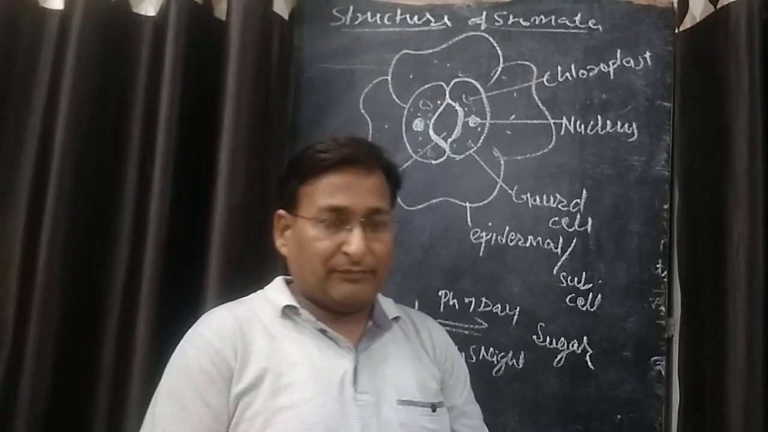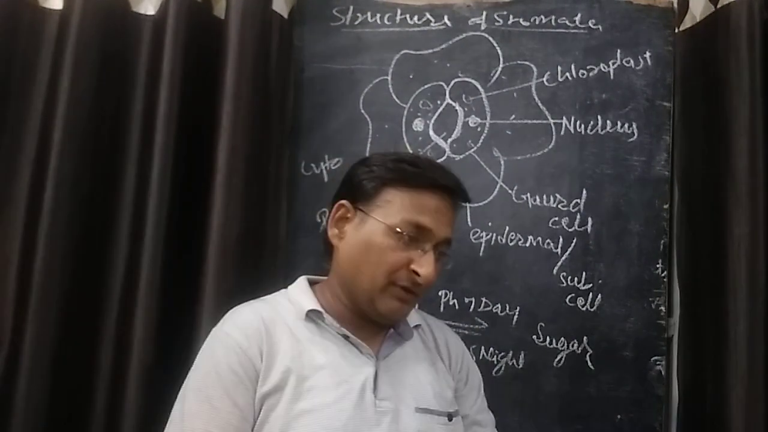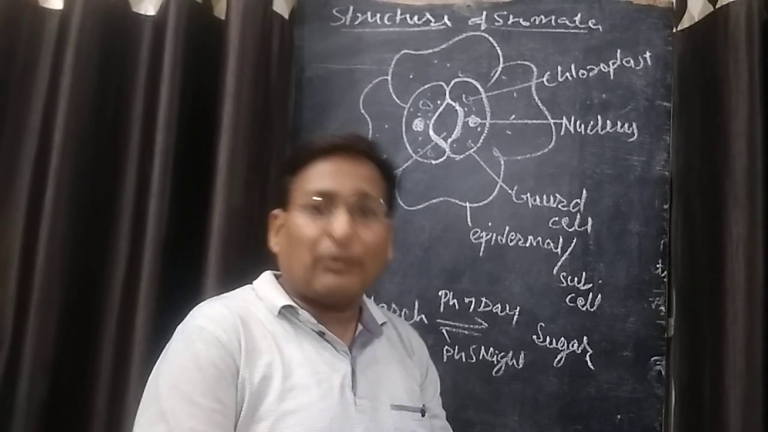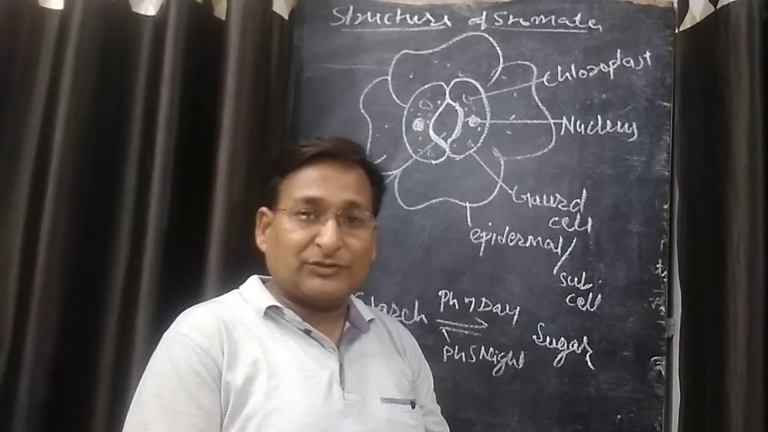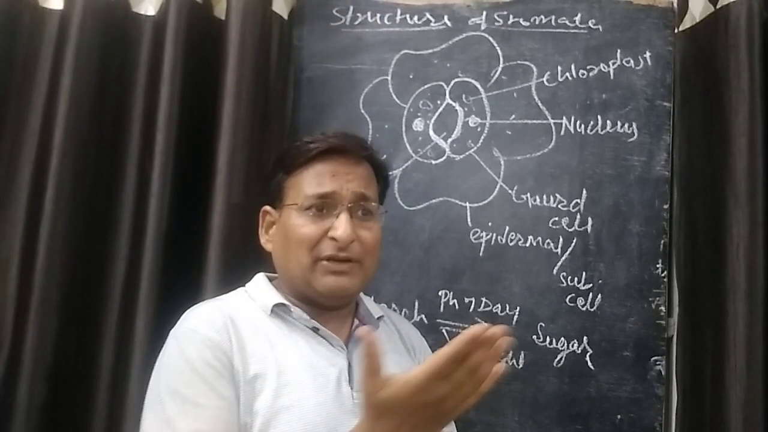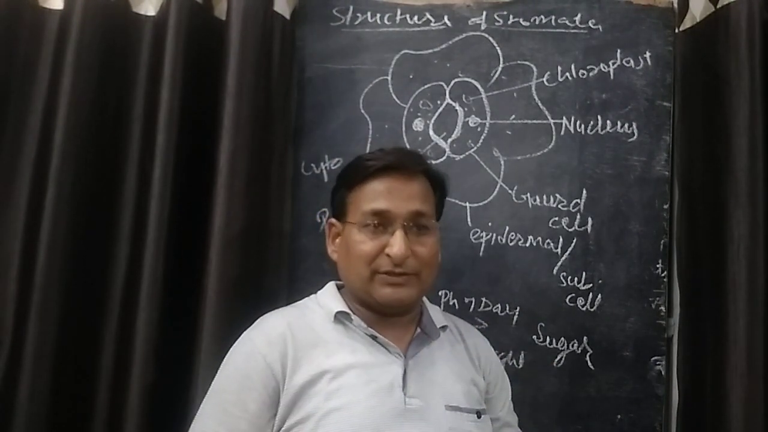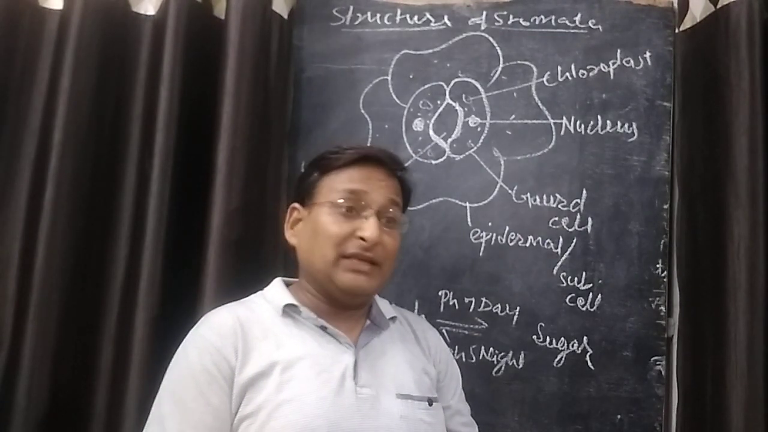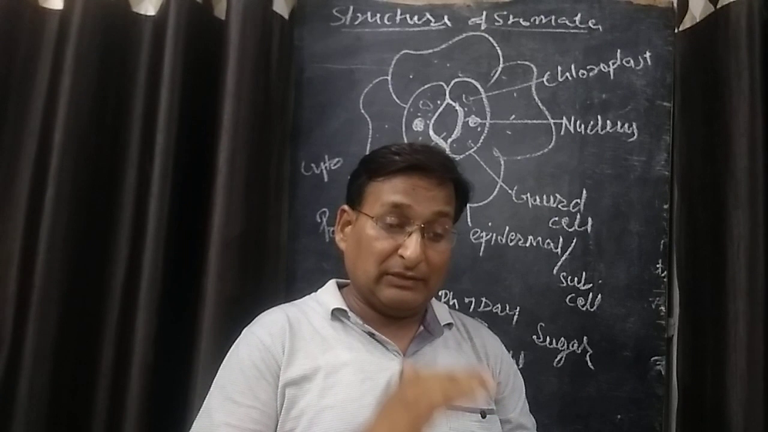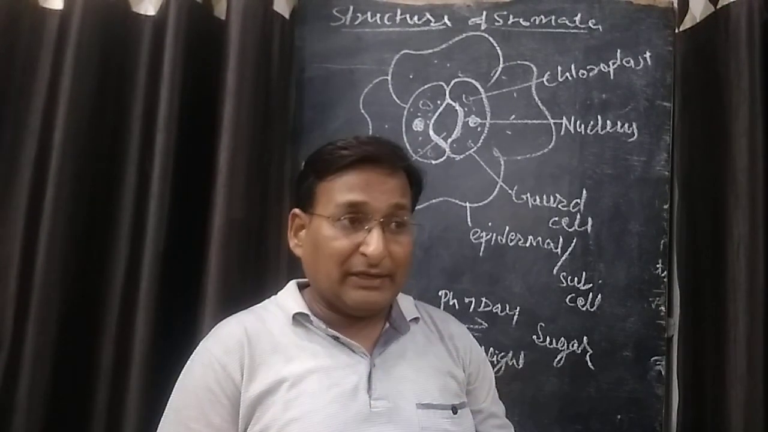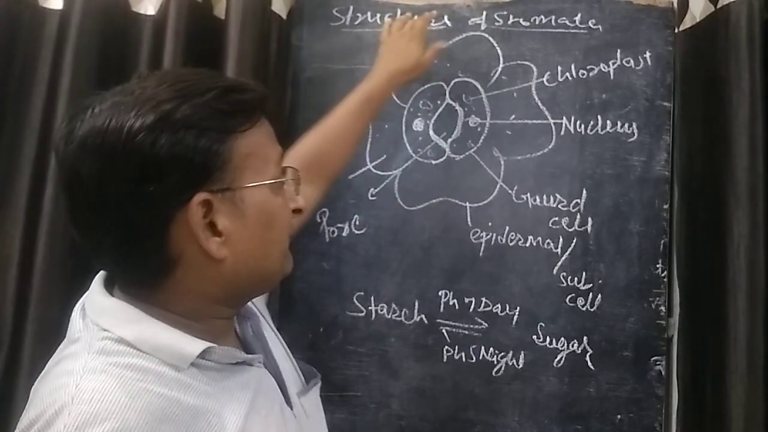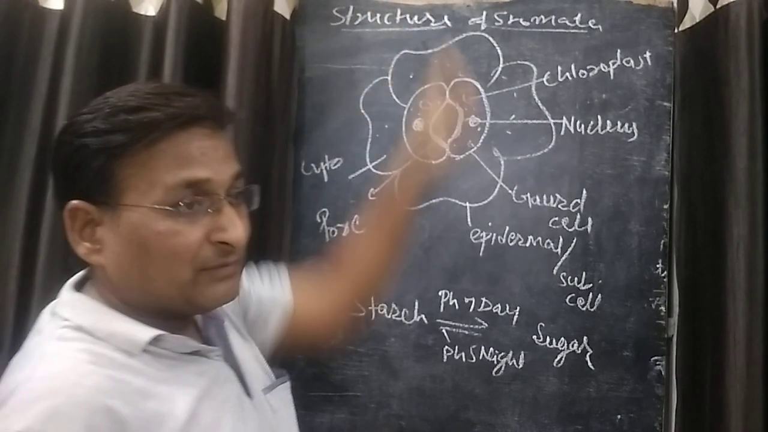Stomata are found on the surface of the leaf. There are two types of leaf. One is the monocot leaf. On a monocot leaf, equal numbers of stomata are found on both surfaces. But in a dicot leaf, unequal numbers of stomata are found on the two surfaces. Usually, the number of stomata is greater on the lower side than the upper side. After that, we are going to the structure of the stomata.